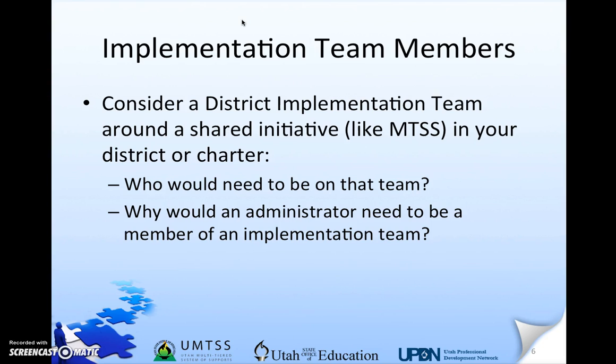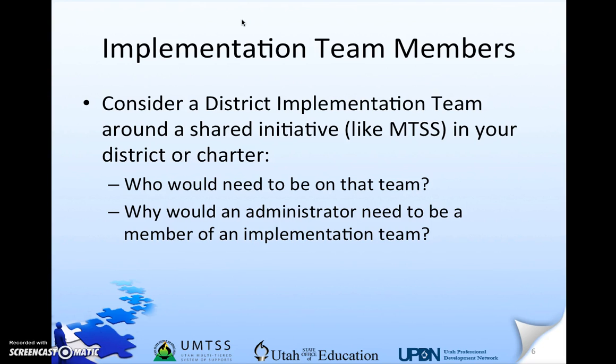As you're thinking about the makeup of an implementation team, I'd like you to think about, for our example here, a district implementation team around a shared initiative, whether that be MTSS or some other major initiative within your district or charter. So if you're in a charter, consider a team that represents the whole system, whether that's an individual charter school or multiple schools as part of a charter.